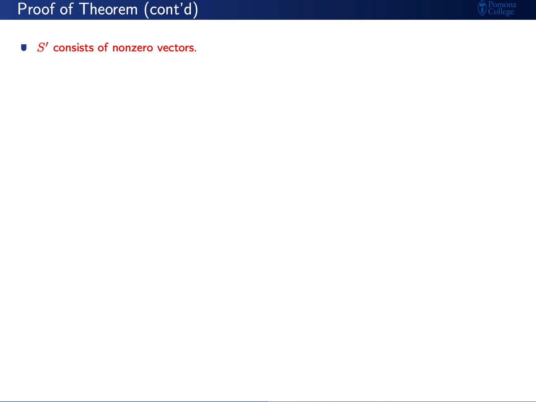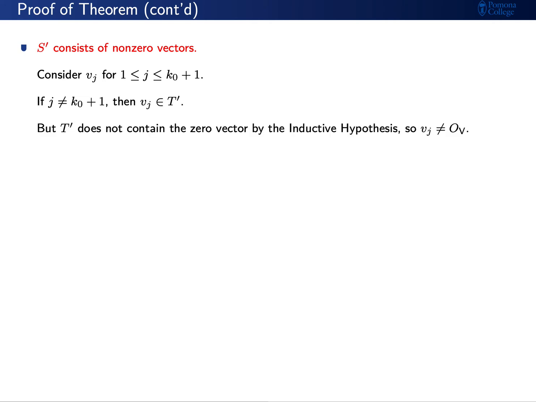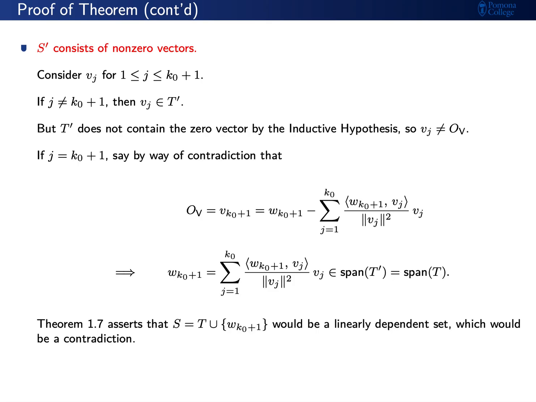Now, we need to prove that S prime consists of non-zero vectors. So let's consider a v sub j in our set S prime. We'll have two cases just like before. If j does not equal k0 plus 1, then the inductive hypothesis says that v sub j is not the zero vector. However, if j is equal to k0 plus 1, then we just work by contradiction.